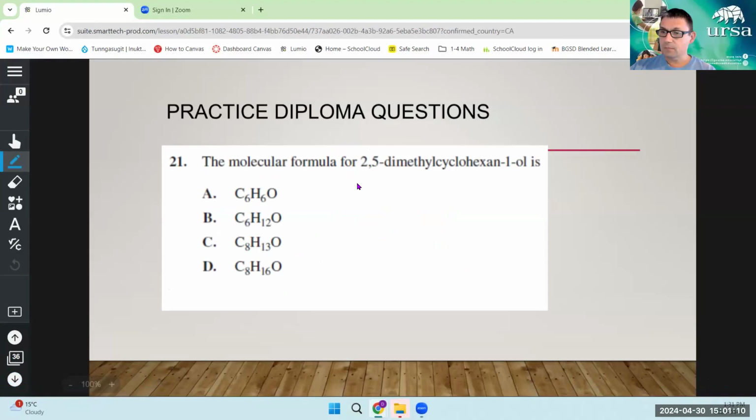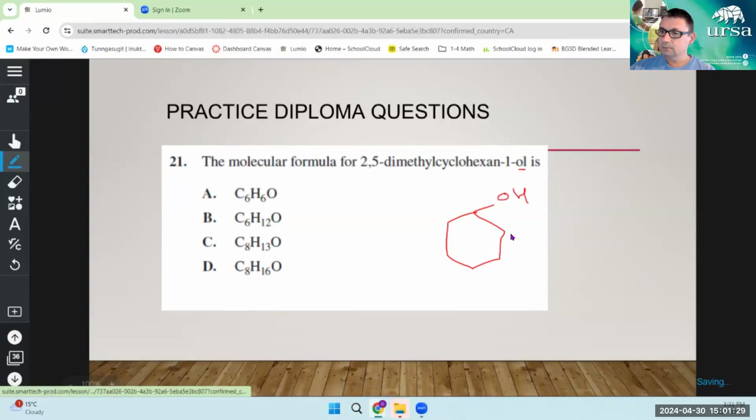So let's take a look at this. The molecular formula for 2,5-dimethyl-cyclohexanol. Oh, we got an OH group. So let's take a look at what this would look like. Cyclohexane, 1, 2, 3, 4, 5, 6 carbons. An OH group attached to it. And 2,5, so at carbon number 2, we have a methyl group. At carbon number 5, 2, 3, 4, carbon 5, we have a methyl group.